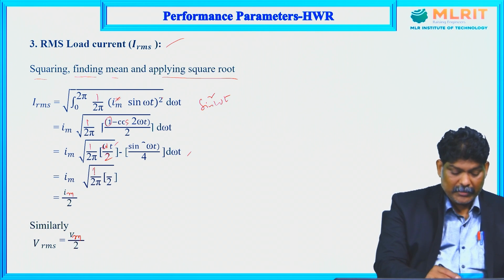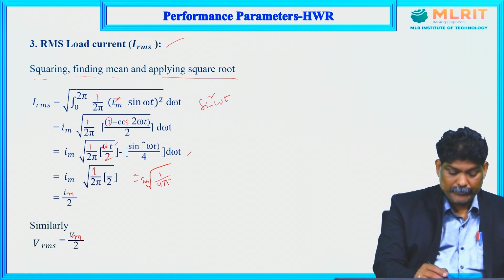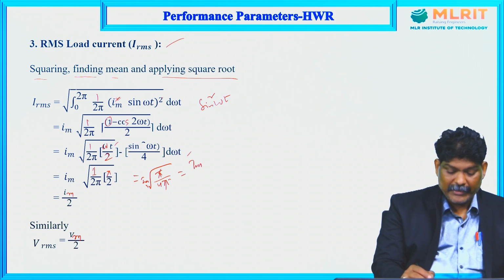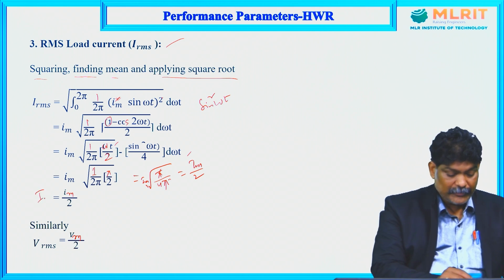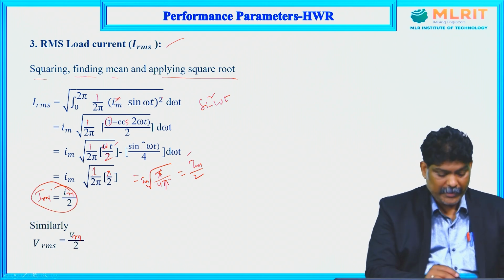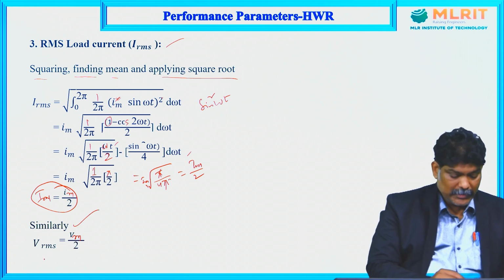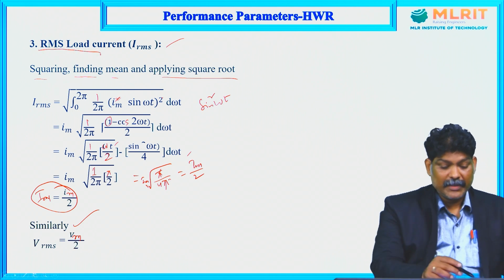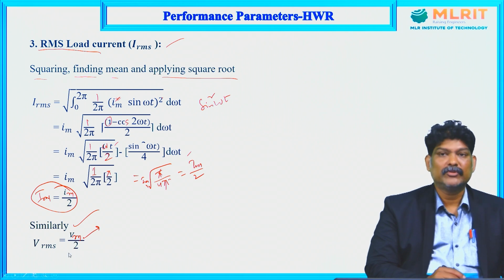So I got root of Im square by 4 pi. Im is there, and this is 1 by 4 pi. Under root means 1 by pi square, so on top you will get pi. So pi gets cancelled, and finally you will get Im by 2. Therefore we can write the IRMS value as Im by 2, peak current or maximum current upon 2. Similarly, we can also calculate the RMS load voltage, that is VRMS, which can be written directly as Vm by 2.